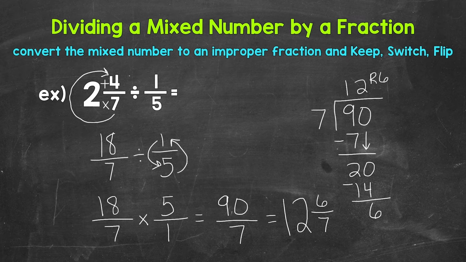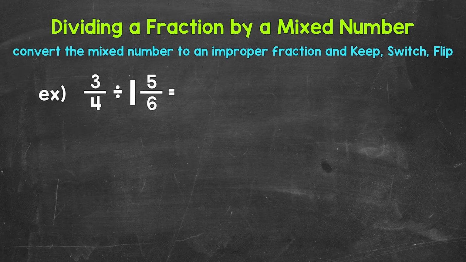We can always look to see if we can simplify the fractional part of a mixed number. 6/7 is in simplest form. The only common factor between 6 and 7 is 1, so we are done. 12 6/7. So there's how to divide a mixed number by a fraction. Let's move on to dividing a fraction by a mixed number.